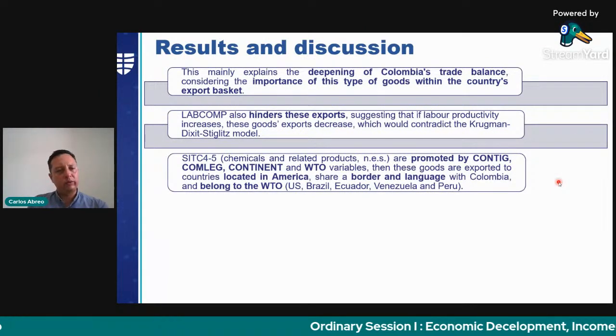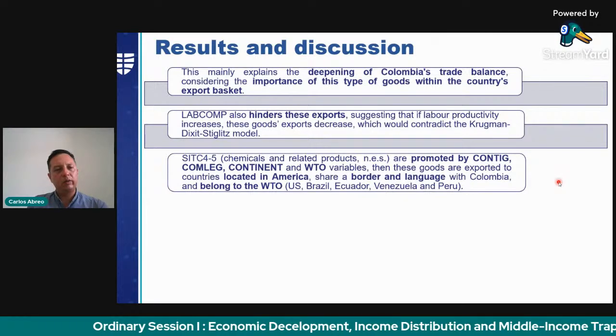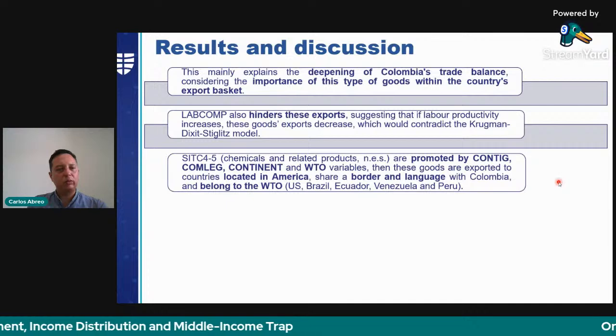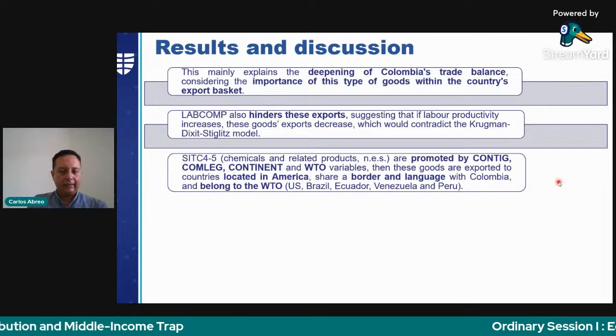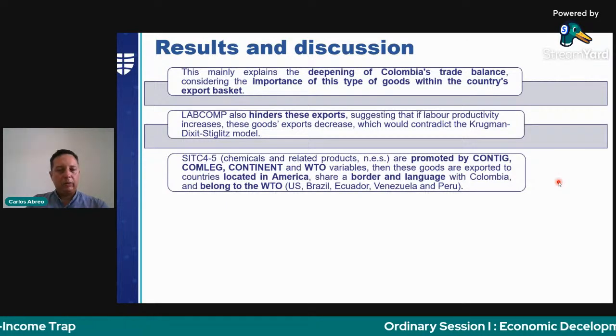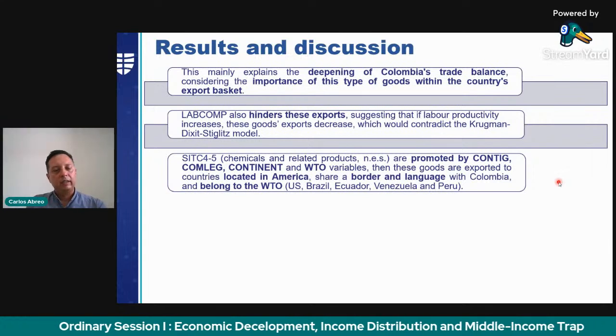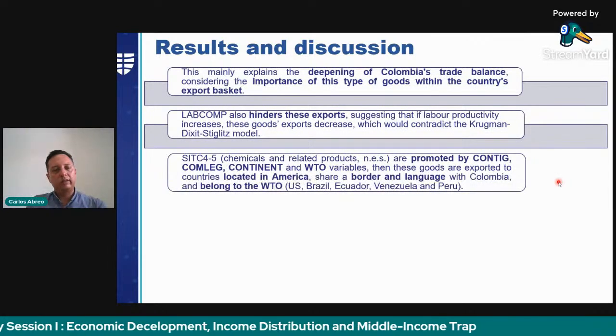Another group of exports, chemical and related products, are promoted by contiguity, common legal origin, continent, and World Trade Organization variables. Then these goods are exported to countries located in America, that share a border and language with Colombia, and belong to the World Trade Organization. And then it explains why these exports go to the United States, Brazil, Ecuador, Venezuela, and Peru.